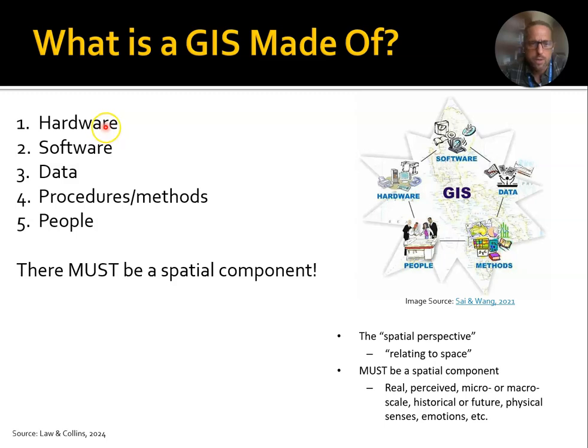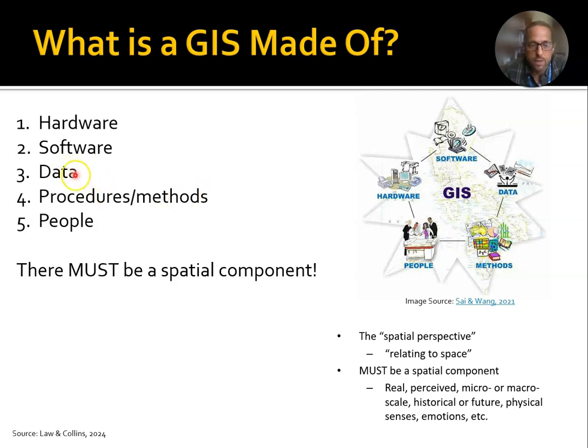So hardware is computers and LiDAR. Maybe you're using survey equipment. So anything that's a physical piece of equipment that you're using. Software, obviously, that is anything that's programmed. So ArcMap is a piece of software. ArcGIS Online, that's a piece of software. Excel, whatever you're using, those are all pieces of software. So that has to do with programming.